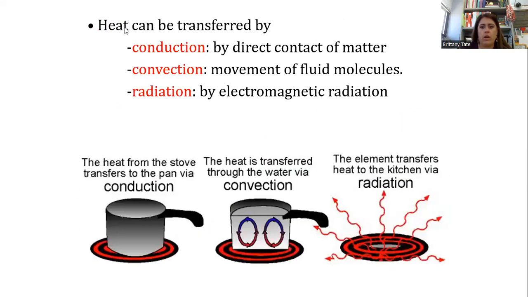All right, so heat can be transferred in a few different ways. It can be transferred through conduction, convection, and radiation. Conduction is when heat transfers by touching. Convection is transferred through water or air by circulation. This causes heat to rise and cold to sink, and it does that because of changes in density.